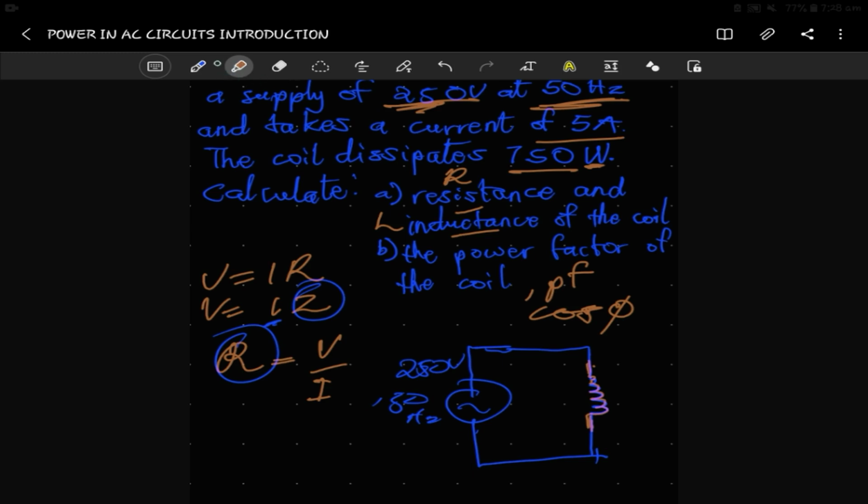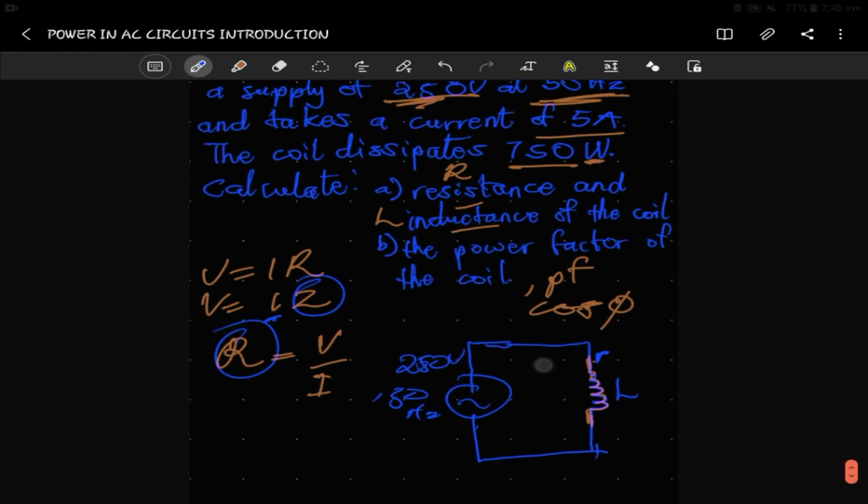So we have r, which is a small r, the internal resistance, and then you have L, which is the inductance. So we've simplified it. It takes a current of 5 amperes, and the coil dissipates 750 watts. That's just the resistance side. This resistance gives 750 watts, because of that small internal resistance, the small r that we have.